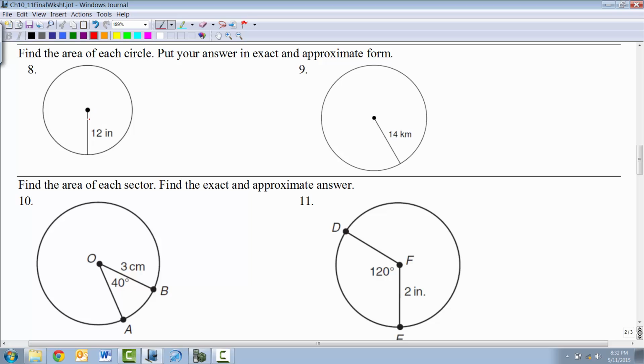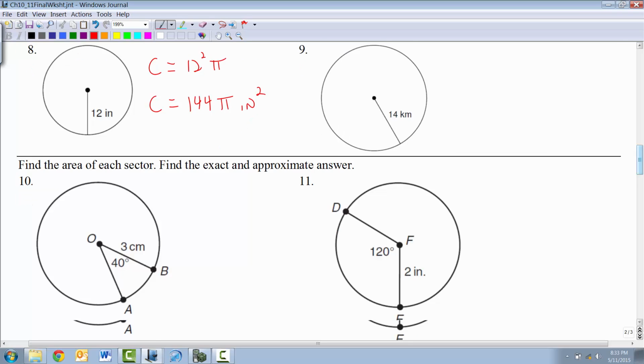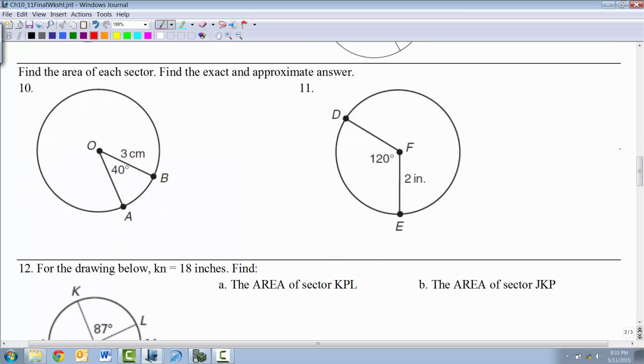All right, so area, real quick. Area of this situation is just A equals 12 squared pi. I'm sure many of us don't need this. This is pretty standard. We've done it before. That is inches squared because this is area. And then you know how to get the approximate. You just take 144 times 3.14 or times pi and get the decimal. I think I'm overdoing it, so let's just move on.